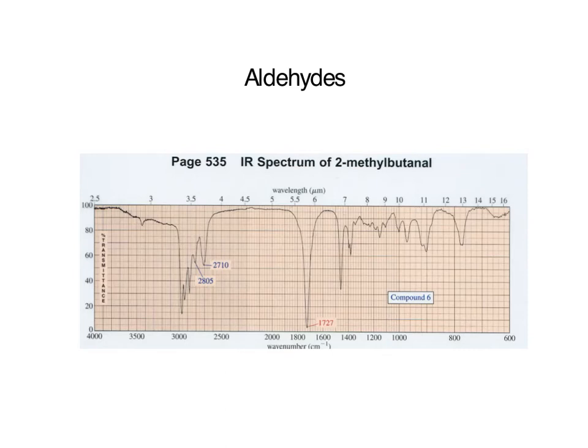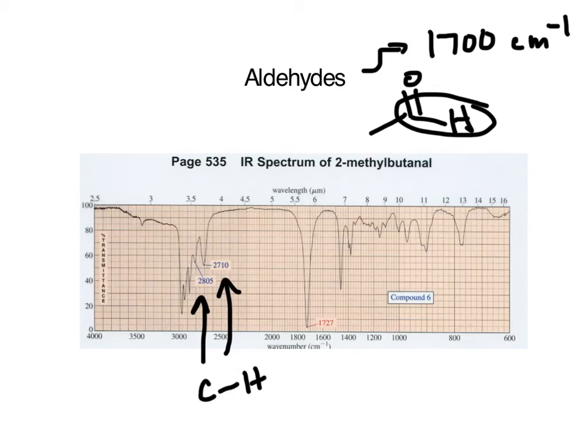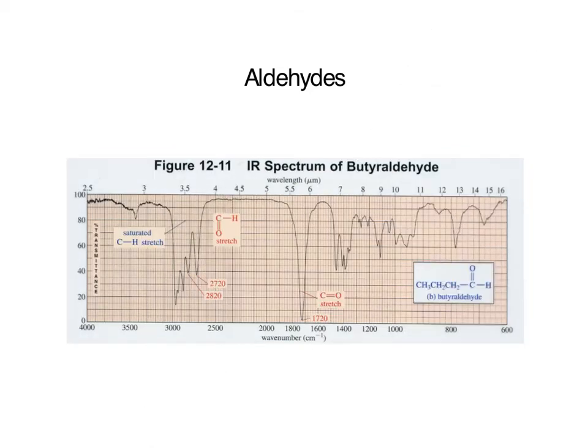Aldehydes fall in a very similar region, around 1700. So you can't distinguish an aldehyde from a ketone by that carbonyl. But it also contains this carbon-hydrogen bond right here, and that is unique to the aldehyde. Those peaks show up around 2800 and 2700. So that is unique to the carbon-hydrogen bond of the aldehyde. But again, it still has the carbonyl peak, in this case 1720, so around 1700. Again, more examples of aldehydes. We still see the 2800 and the 2700 and the carbonyl stretch.